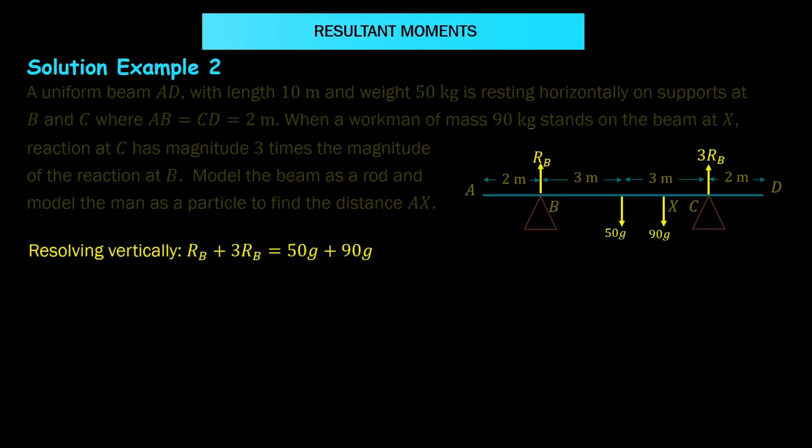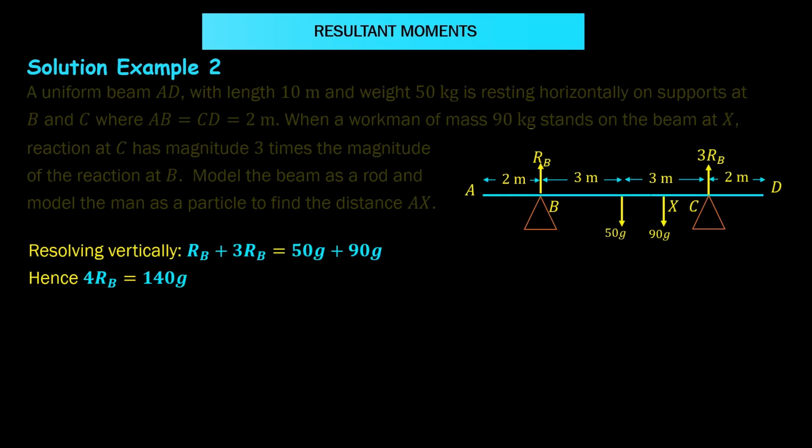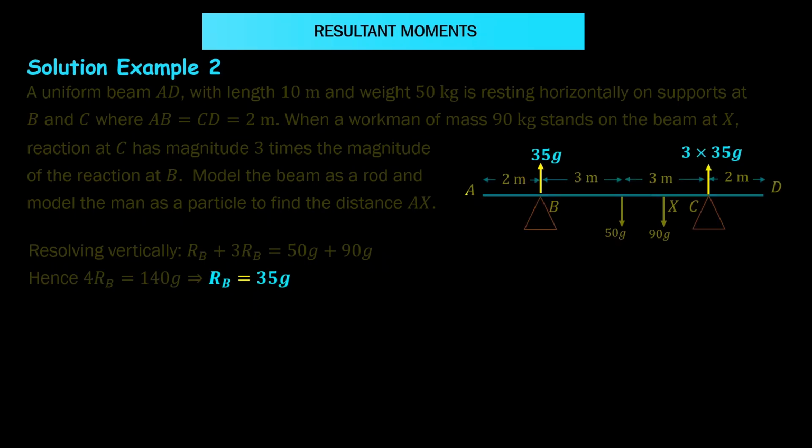So now if we resolve vertically, we have that RB plus 3RB equals 50g plus 90g. And so we have that 4RB equals 140g, which implies that RB equals 35g. So the force acting at C equals 3 times 35g, which equals 105g, as shown in the diagram.